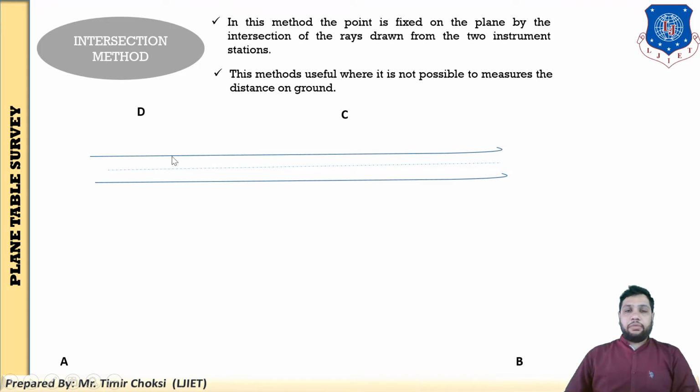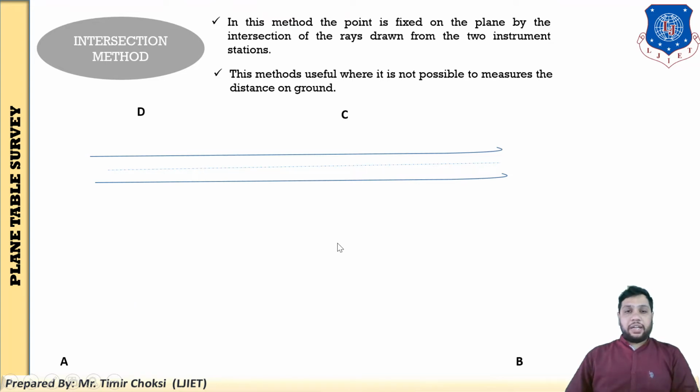Like measuring A to D is not possible. Why? Because some obstructions are there, like a river, a mountain, or uneven road surface. So the distance between A to D, A to C, B to C and B to D is not measurable because of obstructions. In this type of field condition you use the intersection method. As I explained in the second line, this method is useful where it is not possible to measure the distance on the ground. The stations are visible, you can clearly see from A to D, but not measure, because some obstruction is there.